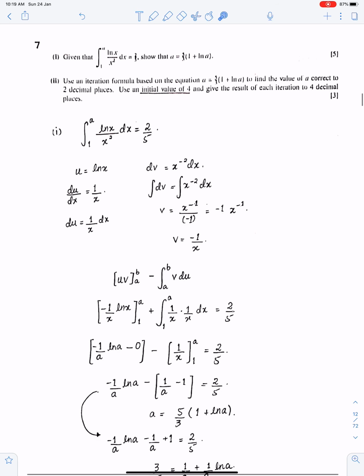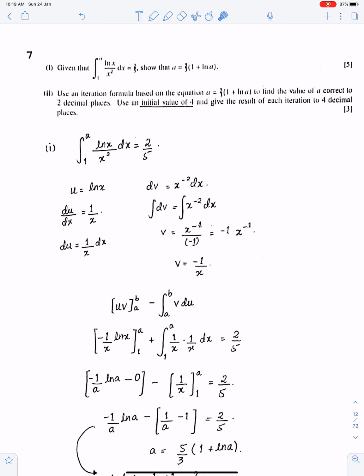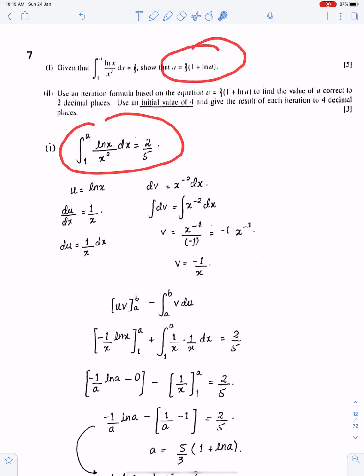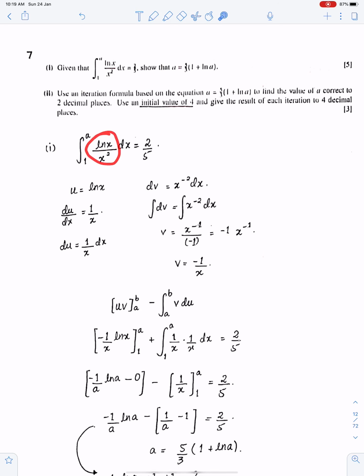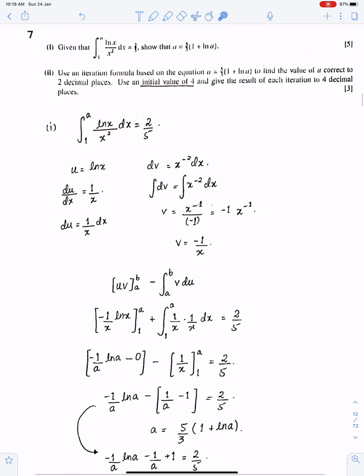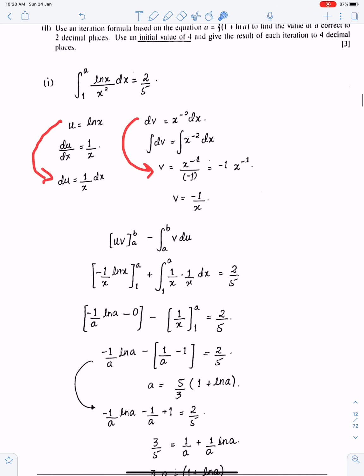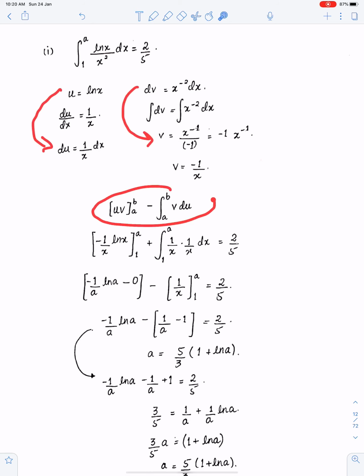This is the integration in iteration. ln x over x square. This equation is here. And the question is, this is given and we have to show this thing. This is by parts. So by using integration by parts, we can integrate this thing. u is ln x, dv is x power minus 2 dx. We always differentiate u to get du and we always integrate dv to get v. And this is the by parts formula.